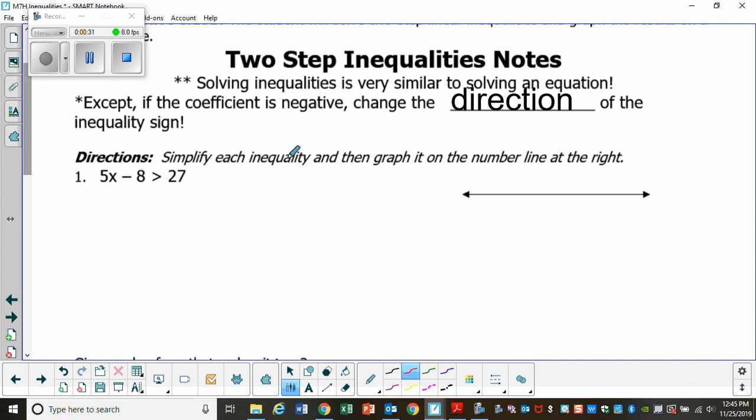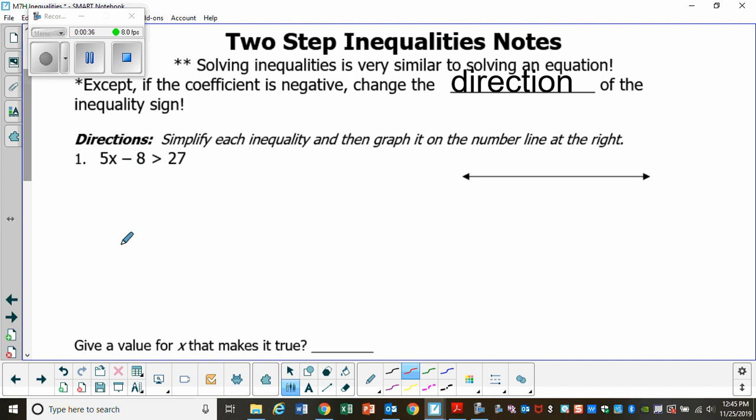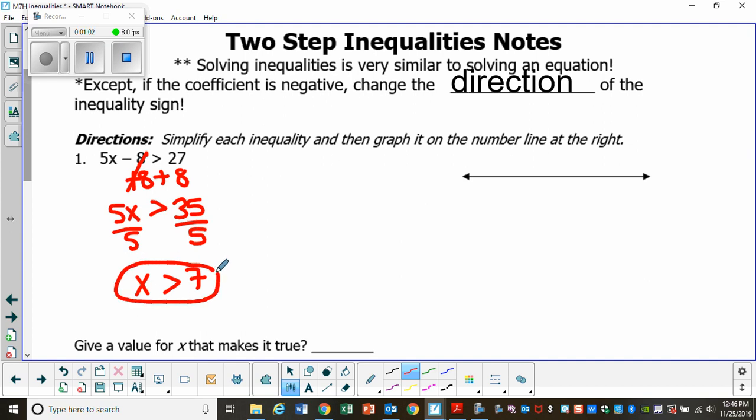Directions. Simplify each inequality, then graph it on the number line at the right. So this is a two-step inequality, so we want to get rid of the minus 8, which is the constant, by adding 8. So these go away, and we're left with 5x is greater than 35. And then we're going to divide each side by 5, because this is 5 times x, and the opposite's dividing. And we're going to get x is greater than 7. So we do not flip, because the coefficient is not negative.